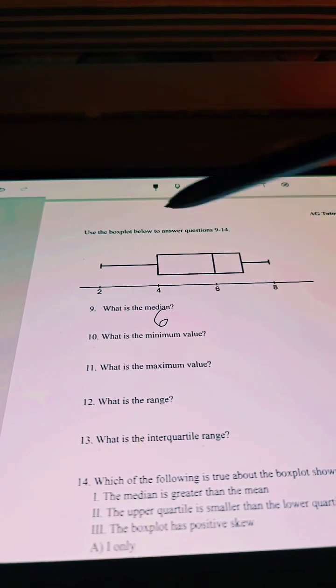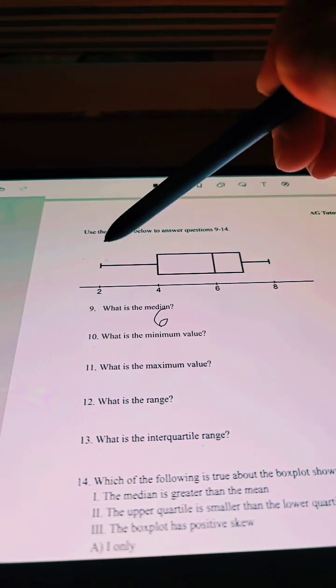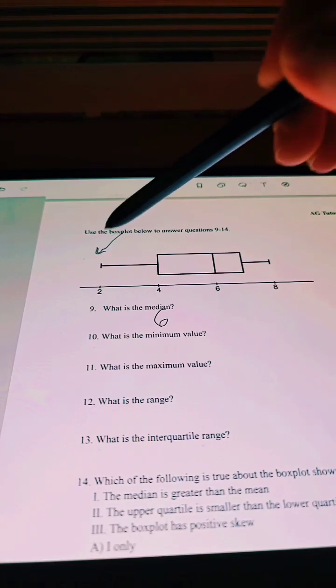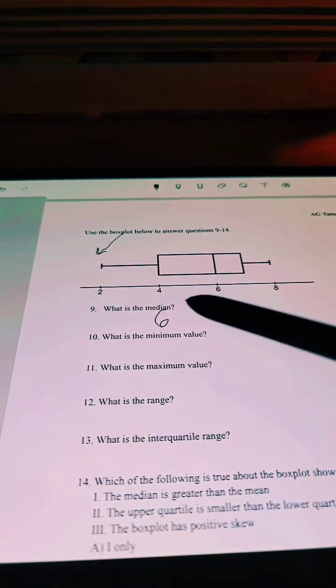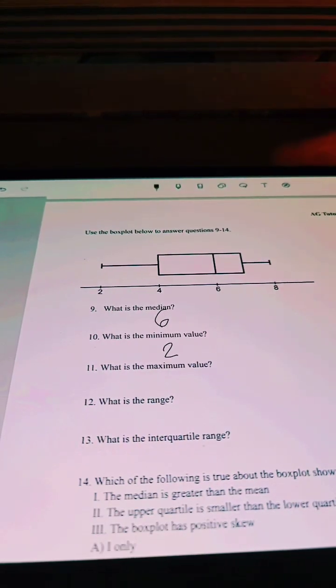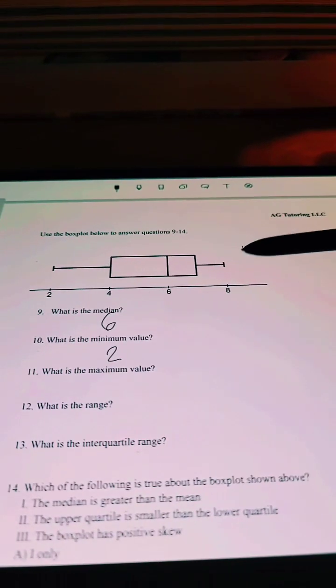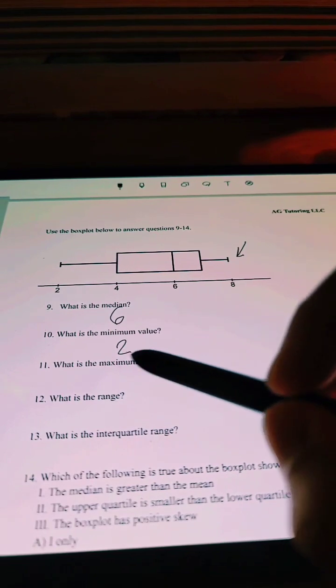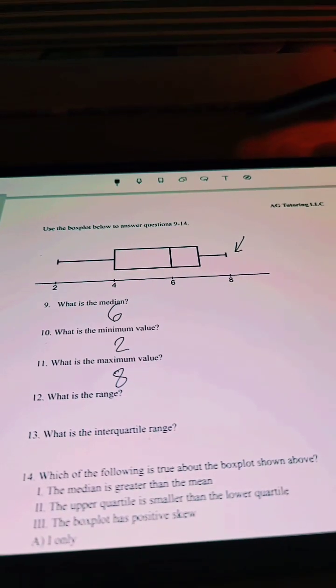Now, the minimum value is the end of the left tail right here. So that's going to be 2. The maximum value is the opposite. It's the end of the right tail right over here. So that's going to be 8.